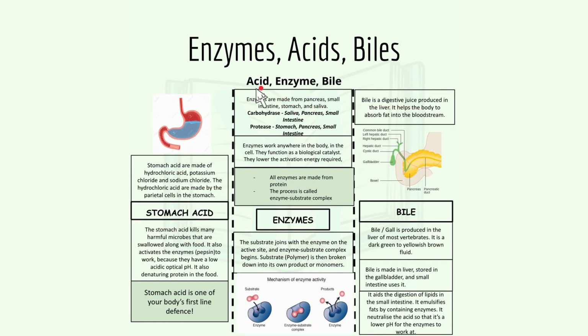And then we have acid, enzymes, and bile. So you can have a read for yourself. On the left-hand side, we have the stomach acid. In the middle, we have enzymes. And on the top right, we have bile.